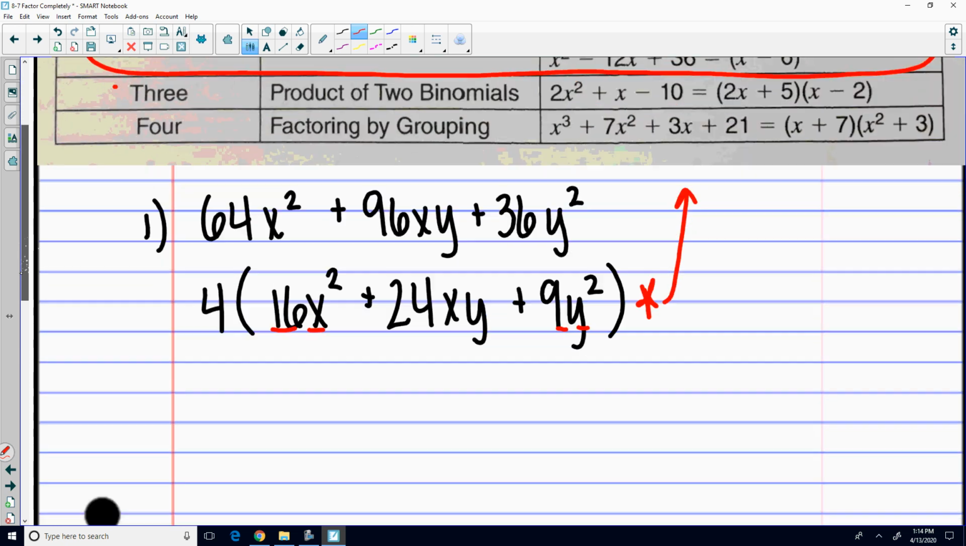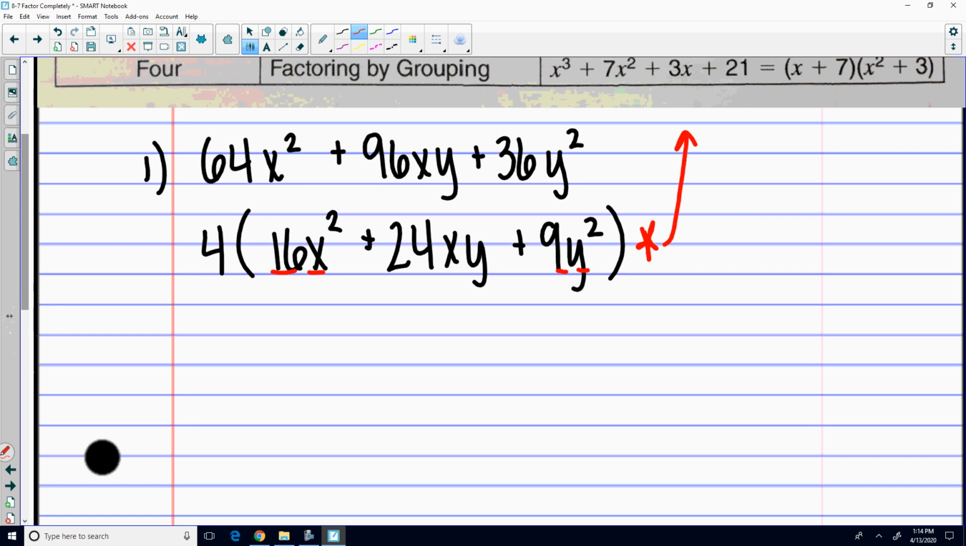So the check for that is to unsquare the first and last term. So this would be 4x, and this would be 3y if we unsquare it. The middle term had to be 2 times 4x times 3y. It has to be 2 times those outside terms. So let's double check that it is. Well, 2 times 4 is 8 times 3 is 24. And x times y is xy. We have this problem. Okay?